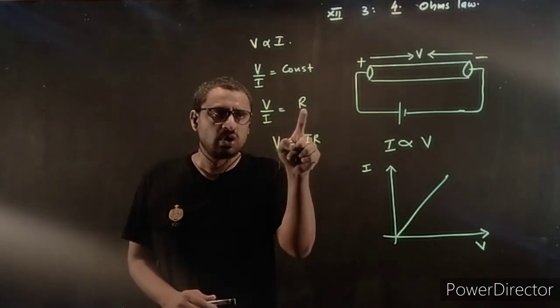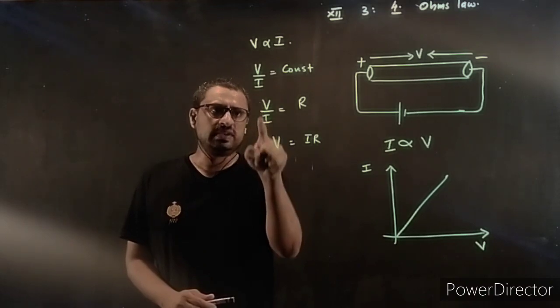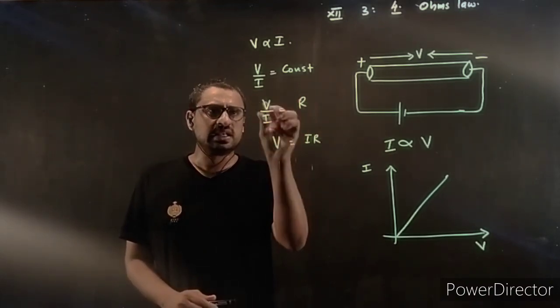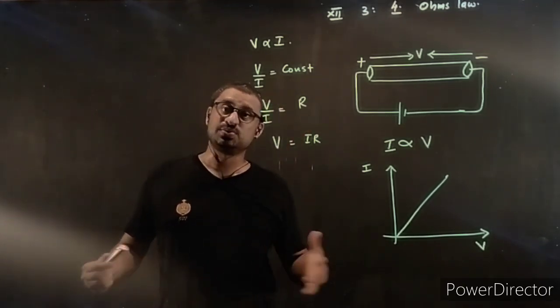For resistance to be small, V should be small and I should be large. Then only V by I will be small. So resistance small means even with a small reason, there is a large flow. Means it is easy to flow.